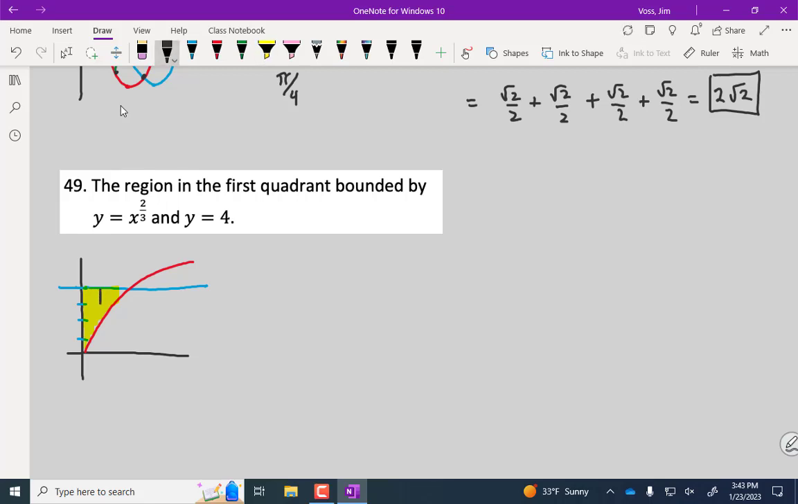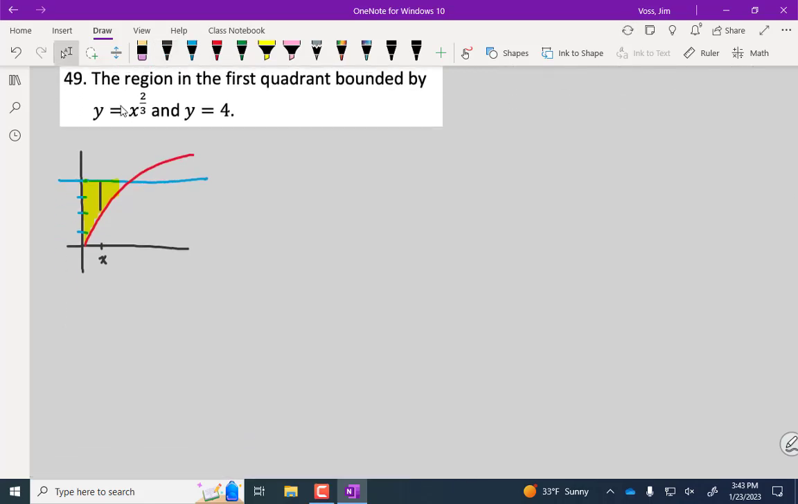So we'll start out by basically adding up a bunch of vertical square slices at a random x. That's what the integral is doing.